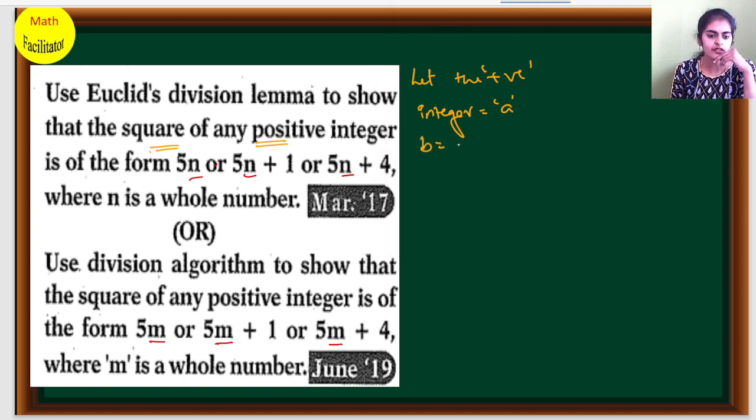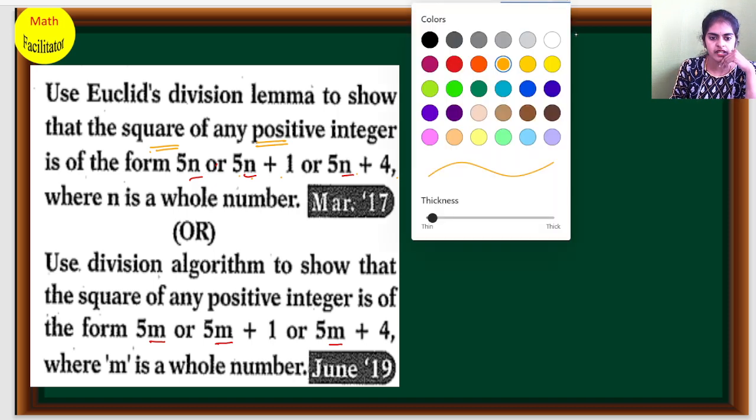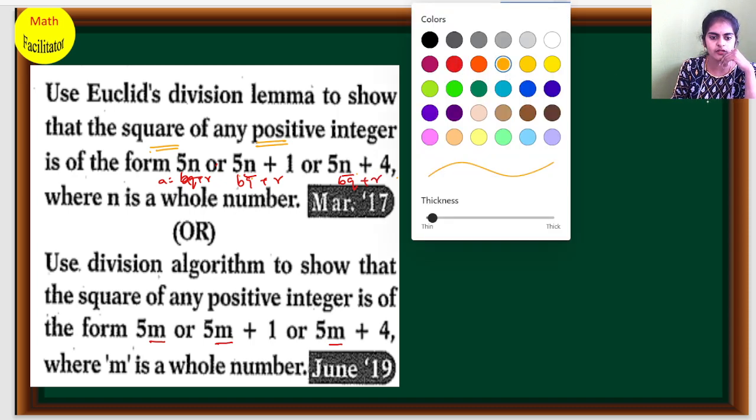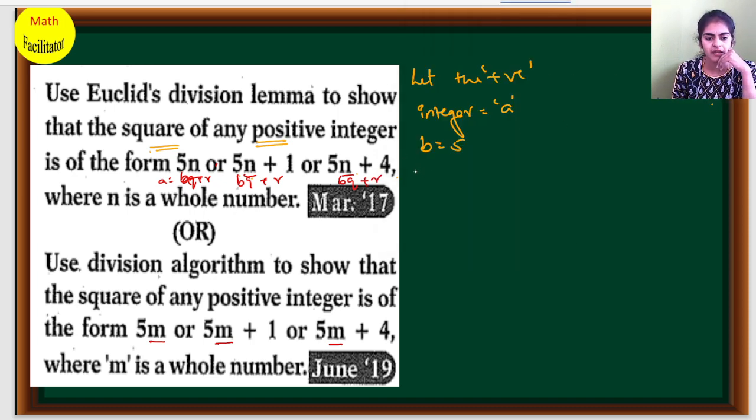So integer I am taking it as a. So here b value is how much? b is 5. See here, 5q plus 1, 5q plus 4. Okay, so if I compare this with Euclid's division lemma, you can see it is a equal to bq plus r. This is bq plus r. This is also bq plus r. So b is 5. Okay, what else do I want now? Remainder. So remainder will be something greater than or equal to 0 and less than 5. So r can be 0, 1, 2, 3, 4. So 5 cases you get here. Okay, so r is less than 5. So all the 5 cases you will take.